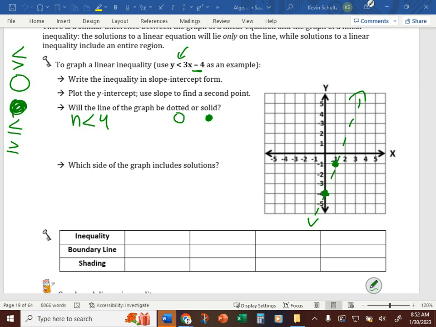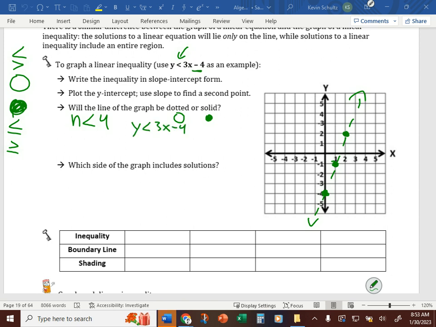That y can never be equal to 3x minus 4, meaning that these ordered pairs on the line, that in an equation would work in the equation. Pick an ordered pair that's on the line here. Let's go up 3/1 a second time to get a third point, and let's use (2, 2). Excellent. Plug in (2, 2) into our inequality.